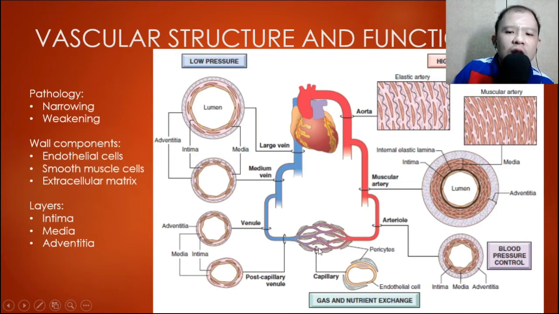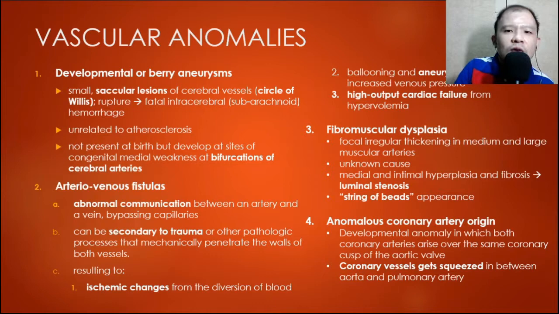As I said a while ago, the pericytes are the ones that take the place of the tunica media. Next are the veins, which have a relatively thinner tunica media because they are responsible for receiving blood back into the heart. The wall components are composed of endothelial cells, which is the inner layer, and smooth muscle cells, all of which are situated in the extracellular matrix.